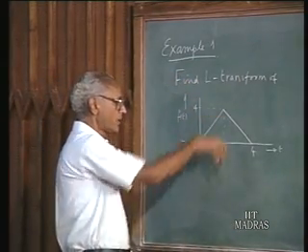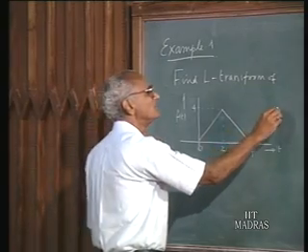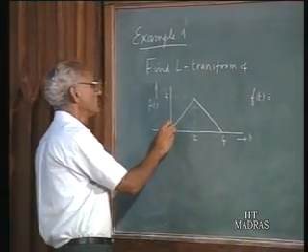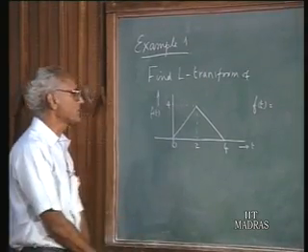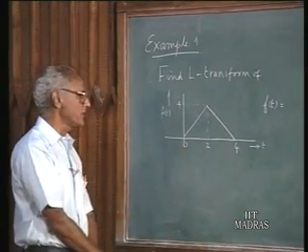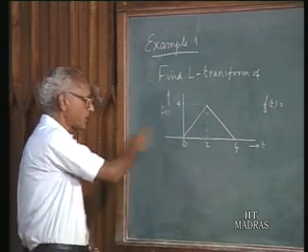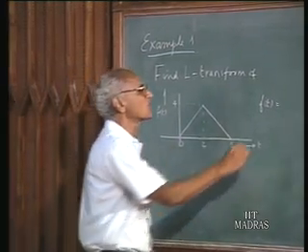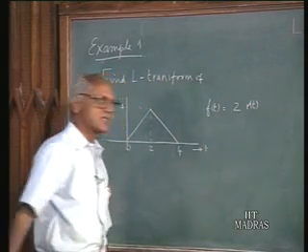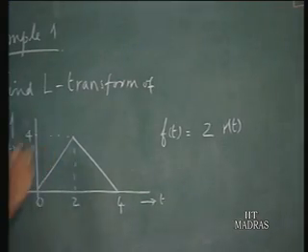So, we can express this f of t as follows. From this point to this point it climbs by an amount of 4 units in 2 seconds. Therefore, the slope is 2 units. It is a ramp function. It is 0 for negative values of time. Therefore, 2r(t). This describes the behavior from 0 to 2.